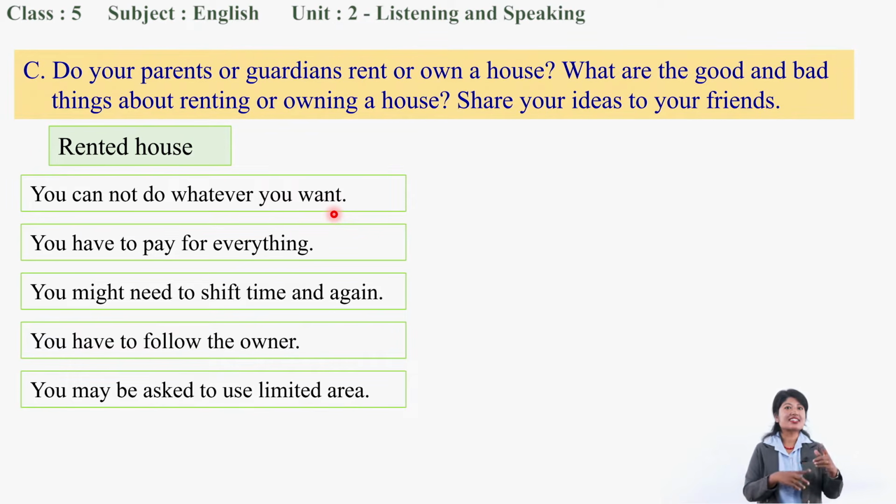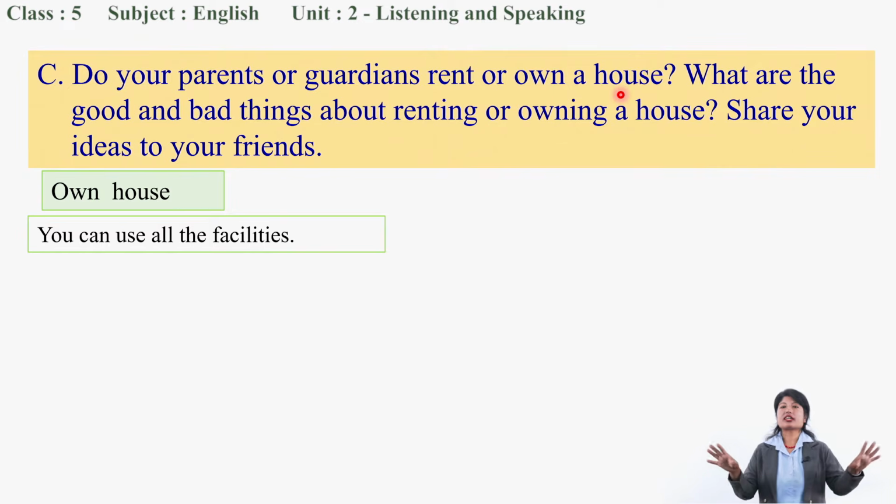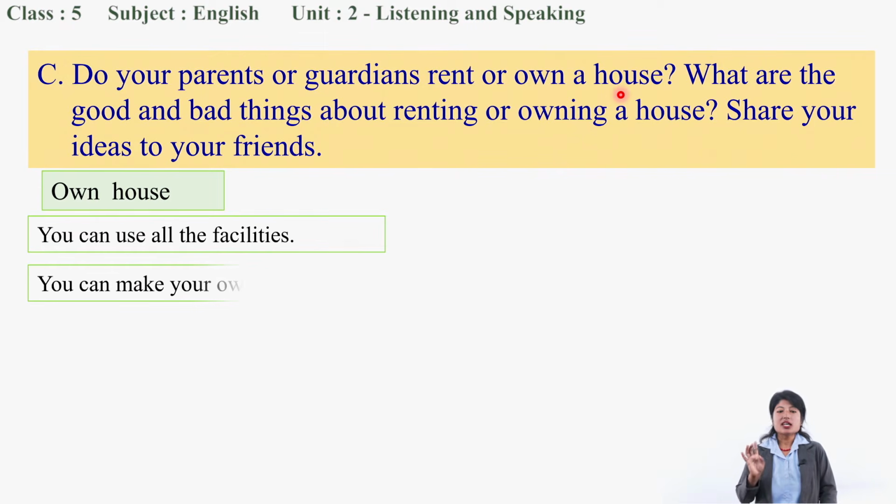However, okay, now let's talk about your own house. If you have your own house, then what sorts of advantages do you get? Good points. If the house is your own, then you can use all the facilities. You can go wherever you want, up and down. Next, you can make your own rule. The house is yours and the rules are also yours. You can do whatever you want.